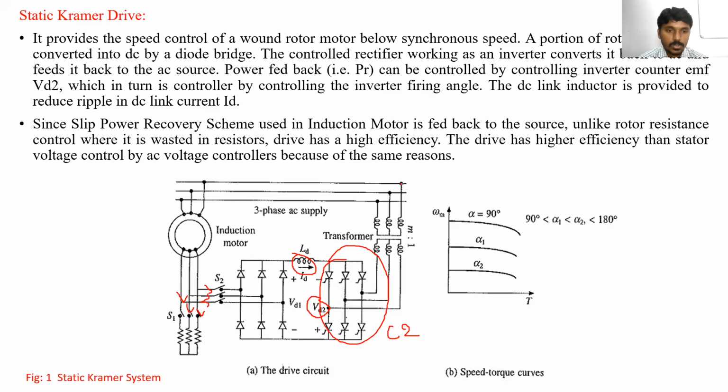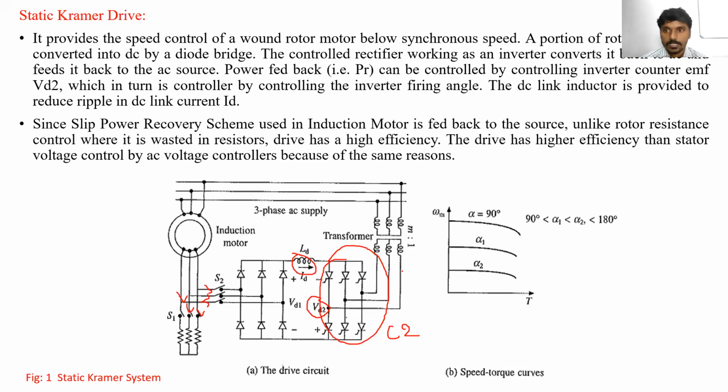Whatever energy is going to be wasted in the form of heat across the resistors, that energy we can reutilize, and we can give it back to the supply lines. This total system can be called a static Kramer drive.